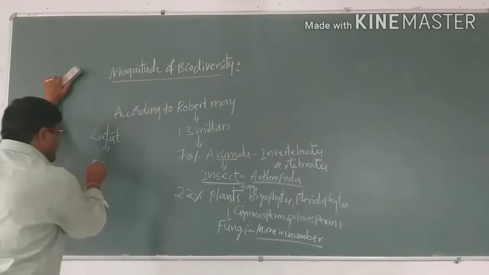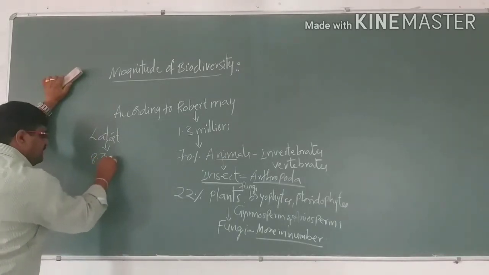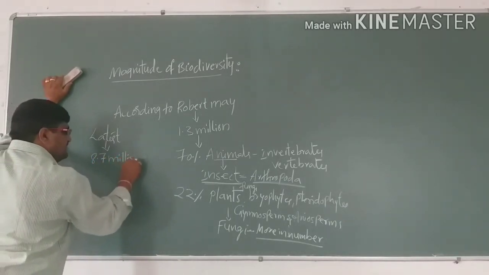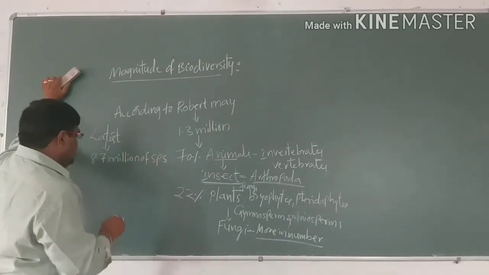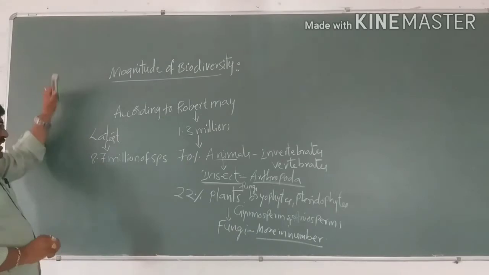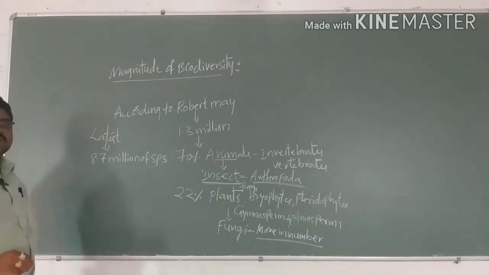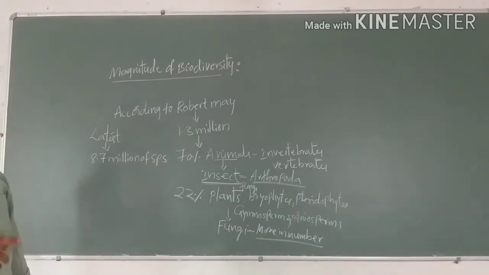The latest data shows that 8.7 million species are present on the earth's surface. That is the latest information available.